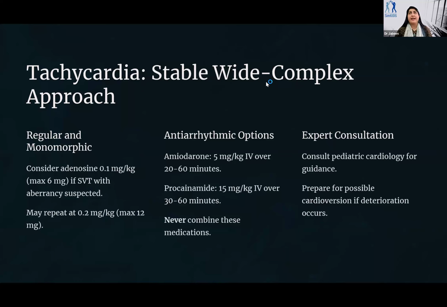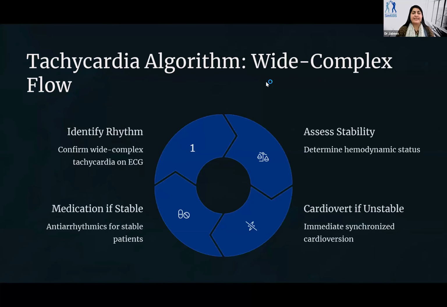But the key here is start getting expert consultation, watch for deterioration signs, and if there's a deterioration, then you will always consider synchronized cardioversion. Synchronized cardioversion is 0.5 to 1 joule per kg as a starting shock. Then if it is a wide complex tachycardia, again, identify the rhythm by doing an ECG, determine instability, determine antiarrhythmic medication, and cardiovert if unstable.